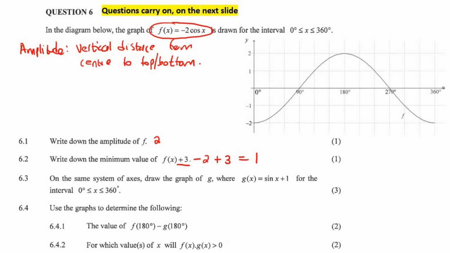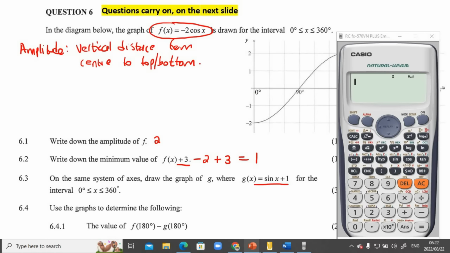On the same system, draw the graph of sin x plus 1. Okay. So for this one, we can actually just use our calculator. Let me show you. Step 1, put your calculator into table mode. So for you, that might be option number 3, or just have a look at that. Now, f of x. So don't write down the f of x that we have at the top here, minus 2 cos x.